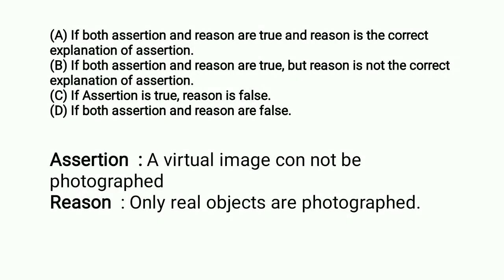Next question. Assertion: a virtual image cannot be photographed. A virtual image cannot be photographed. It is the assertion. Yes, it is true. Reason: only real objects are photographed. It is false. So the assertion is true and the reason is false, which means option C is the correct answer.